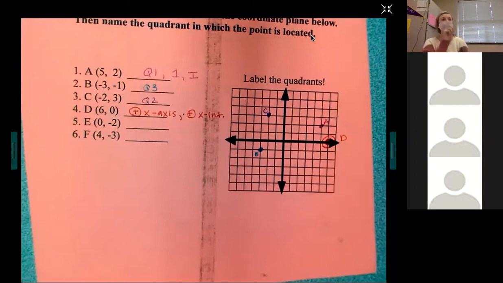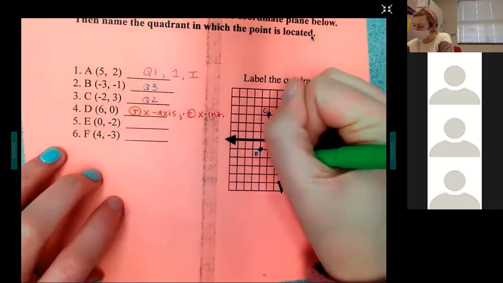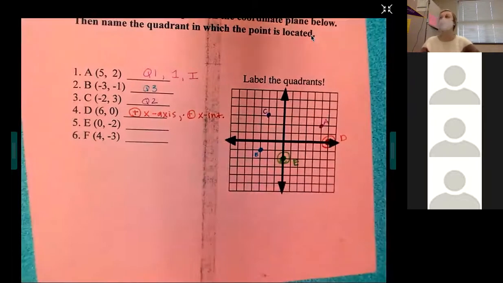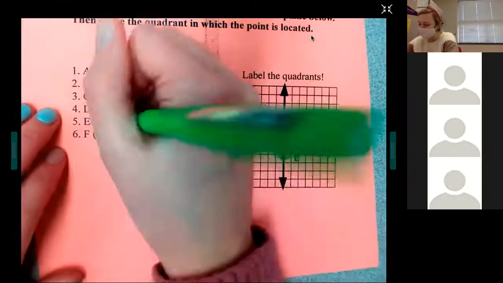All right, what about E? If it goes left to right none, and then it's -2, which way am I going to go? Down 2. Good job, Skylar. There's E right there. So same thing. It's not in a quadrant. It's on the y-axis, which means it's a what? Negative what? 0. Y-intercept. Good, Rasheen.